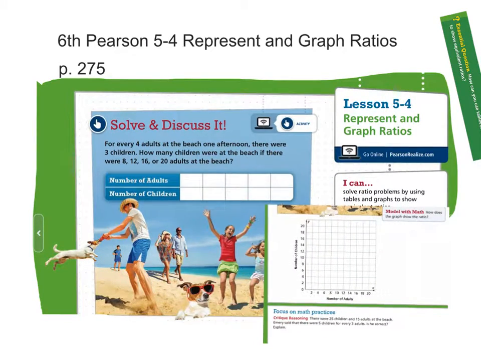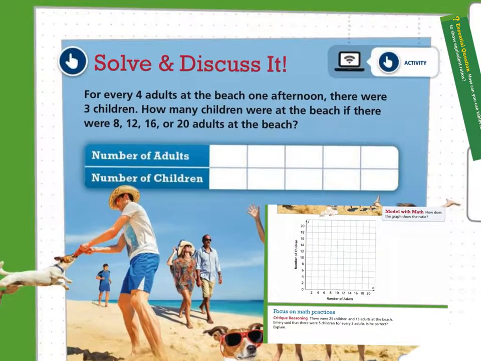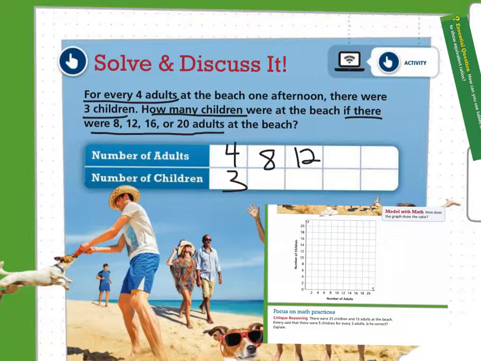says for every 4 adults at the beach one afternoon, there were 3 children. So how many children were at the beach if there were 8, 12, 16, or 20 adults at the beach? So we can make a table like we did in the last lesson. 4 adults, we've got 3 children. We're trying to figure out for 8, 12, 16, and 20 adults.